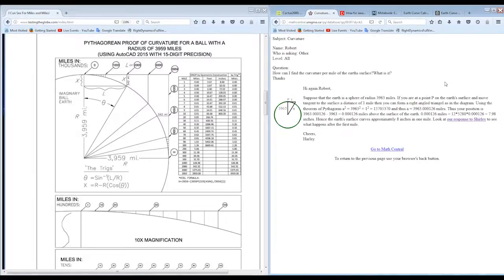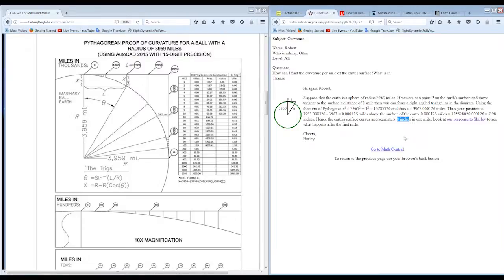This is a website called mathcentral.euregina.ca. I'm not sure if I pronounced that right, but whatever. Anyway, you see the URL here. They're talking about how to find the curvature per mile of the Earth's surface, and they give an answer right here. They say after you do all the long form math, it ends up being 7.98 inches, or like we said, everybody's just rounding it up to 8 inches per mile.